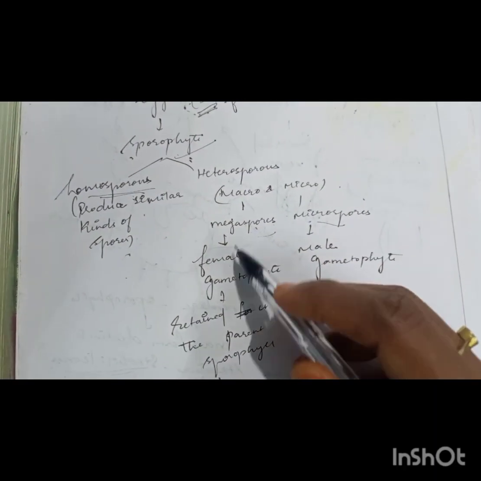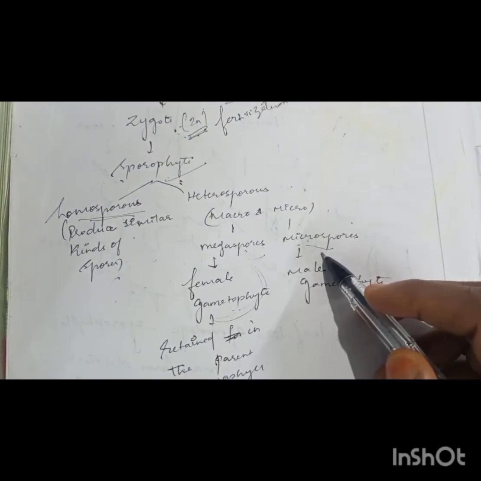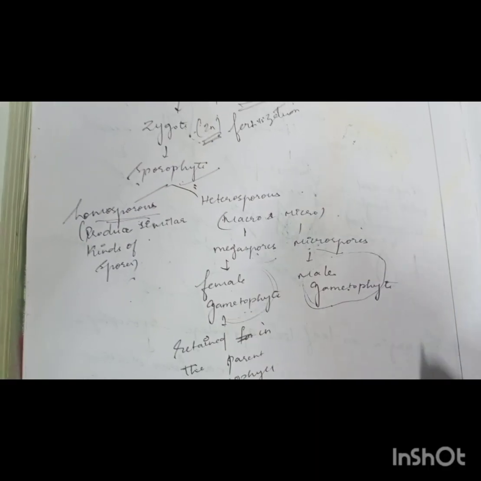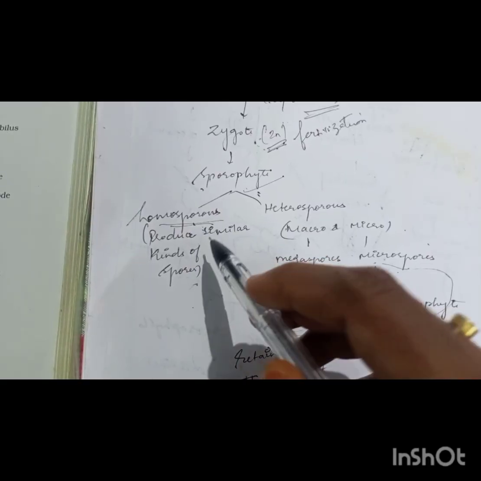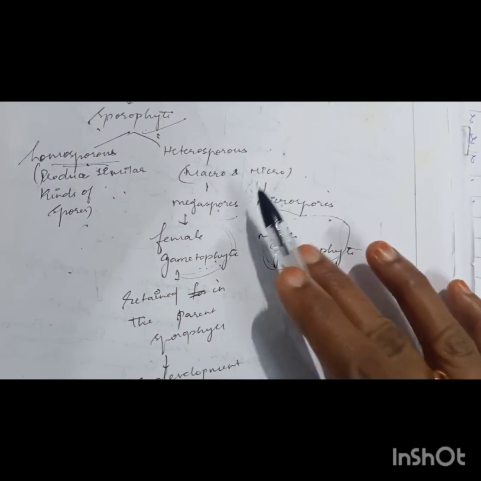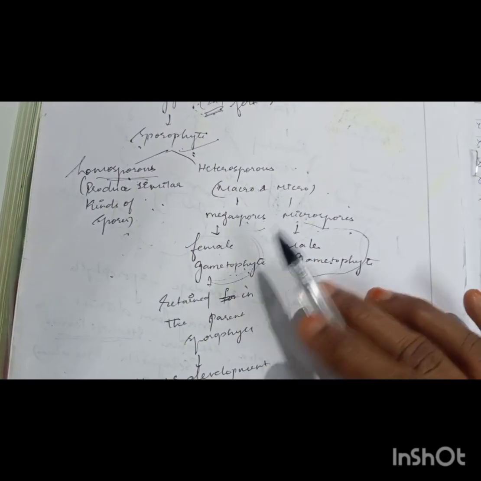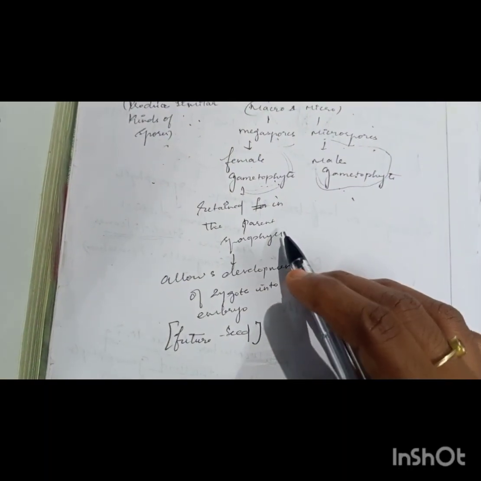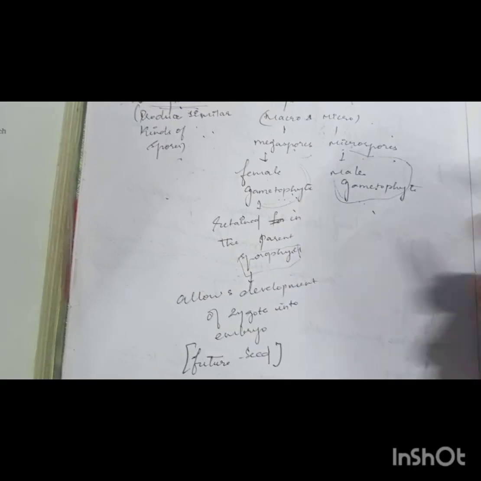The megaspores will develop into the female gametophyte. This is the female plant, and the microspores will develop into the male gametophyte or male plant. So the homosporous type will have a similar kind of spores, which grow into male and female, whereas in the heterosporous type a distinction will be there. The larger spores will develop into the female gametophyte, and the smaller spores into the male gametophyte. Another peculiar character is that the female gametophyte is retained in the parent sporophyte.